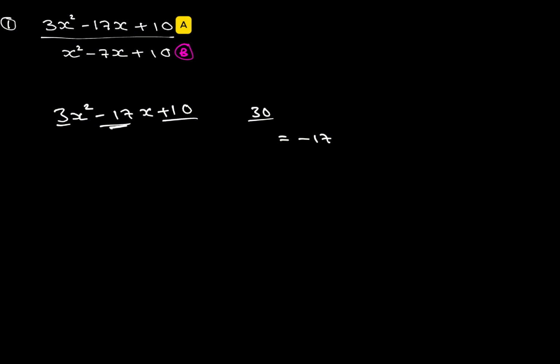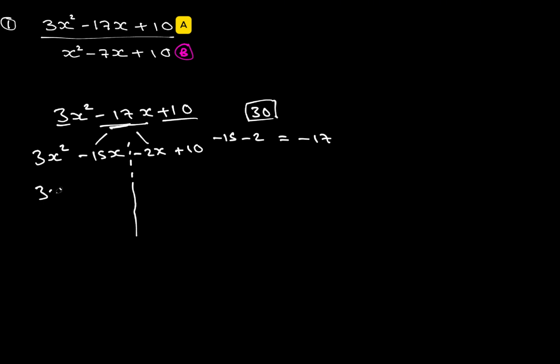So if we have 30, well, the factors that can make 17, the only ones I can think of are 15 and 2. So that should work. In order to get a positive number when we multiply, but a negative number when we add, it must mean that it's negative 15 and negative 2. So we are going to split up negative 17x into negative 15x and then negative 2x, and then the plus 10 comes down and just forms that split down the middle. And we're going to factorize.